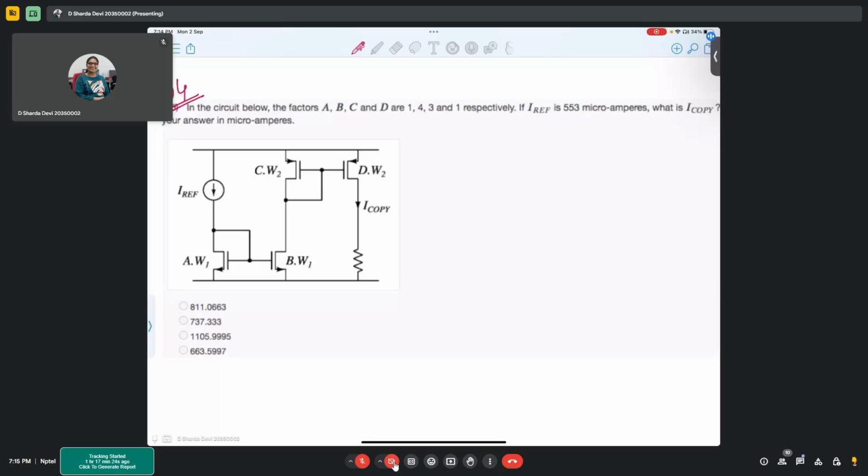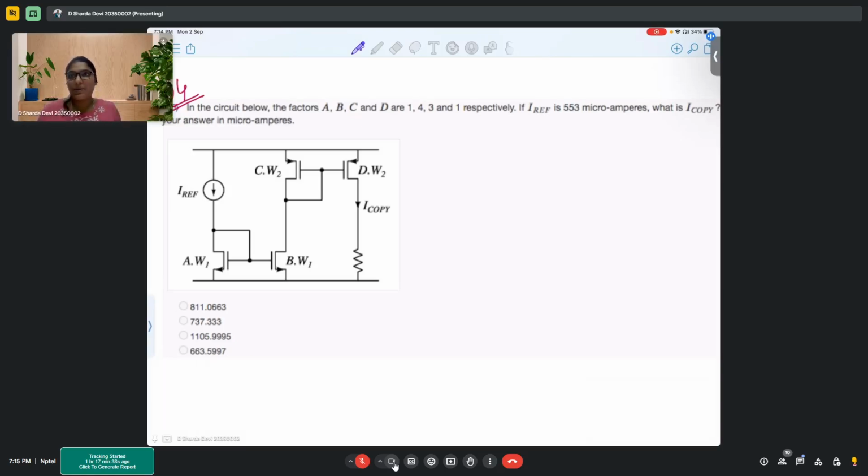Yes. See, so basically, getting the value is not important. Let's just talk about the factors, right? If we get the factors right, then we'll be able to solve it. It's just multiplication. So it is given that A is 1, B is 4, C is 3, D is 1. See, here it is I ref. So A is 1, that means IREF is flowing through this.